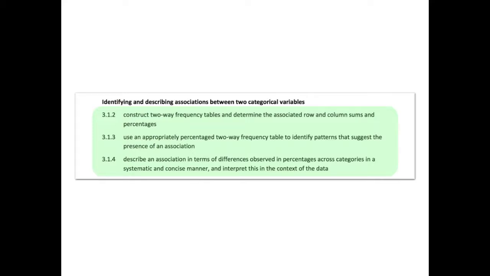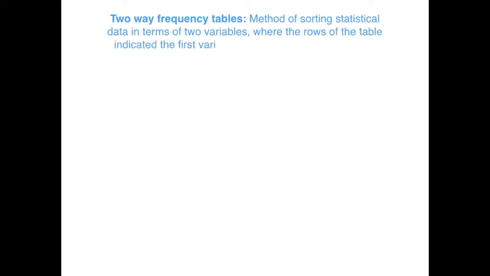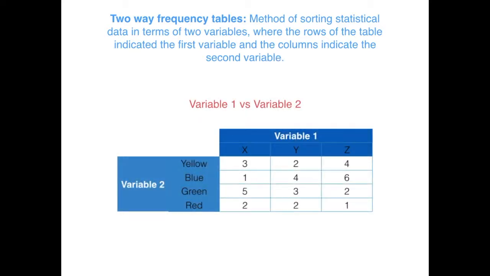3.1.2 up to 3.1.4. Two-way frequency tables are a method of sorting statistical data in terms of two variables, where the rows of the table indicate the first variable and the columns indicate the second variable.